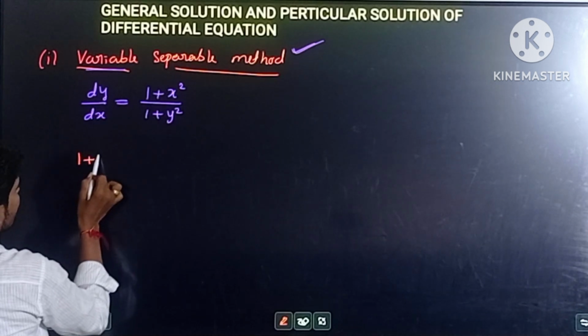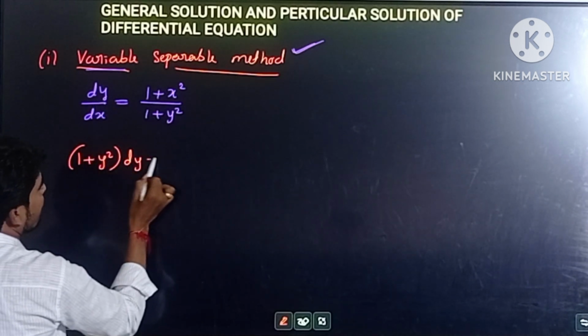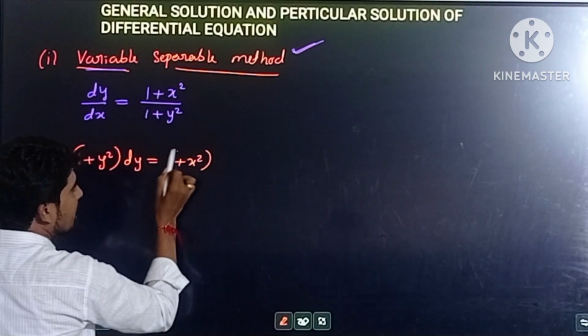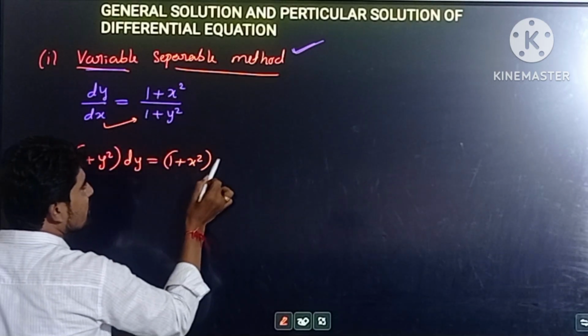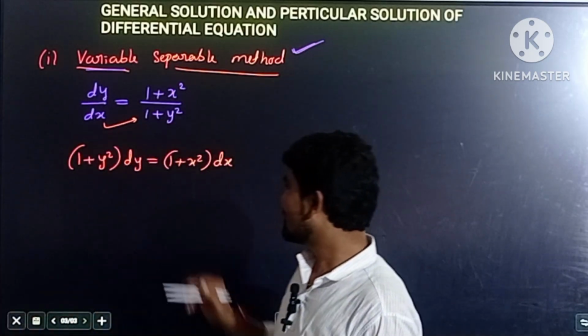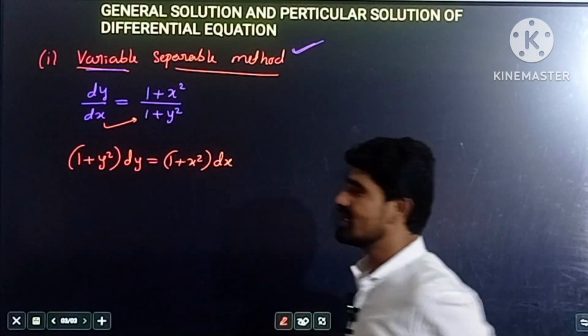So 1 plus y square into dy equal to 1 plus x square into dx, multiplied with dx on the right side. Now the variables are separated here. dy one side, dx one side.